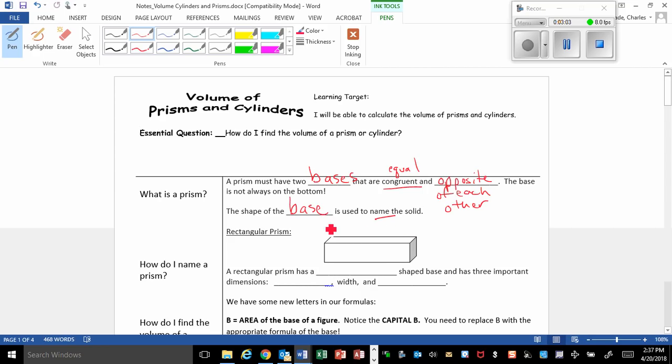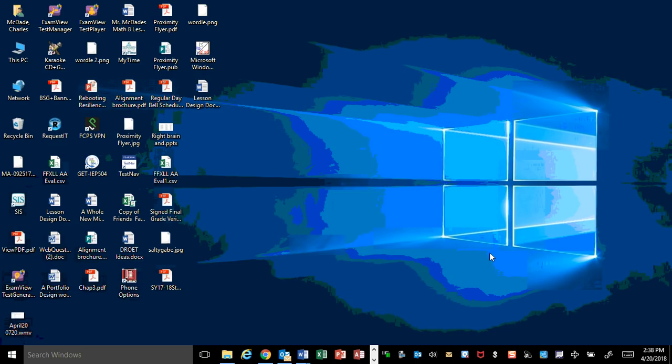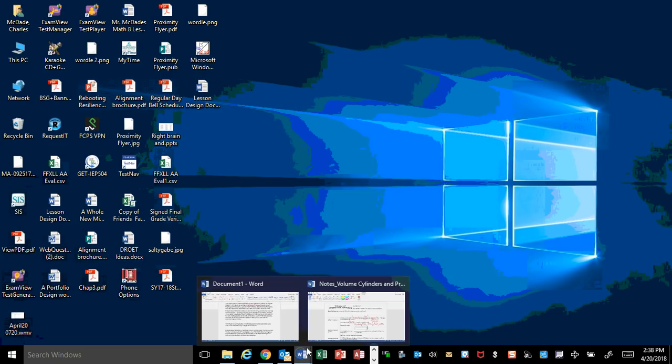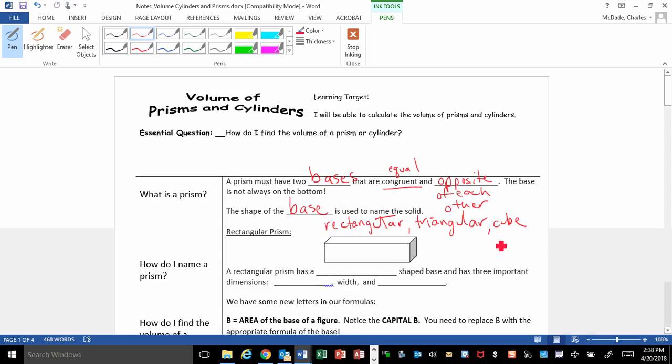So the different kinds of bases we're going to have will be a rectangular base, could be a triangular base. A circle, no, because that would be a cylinder. Another type of prism might be a square base or also a cube. A cube is a type of prism. So those are basically the different kinds of bases that you're going to see.